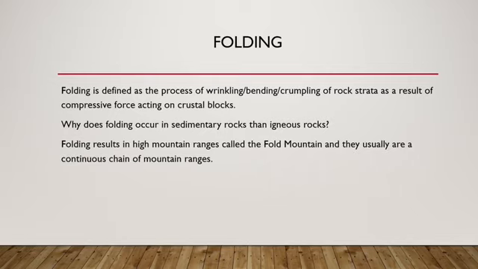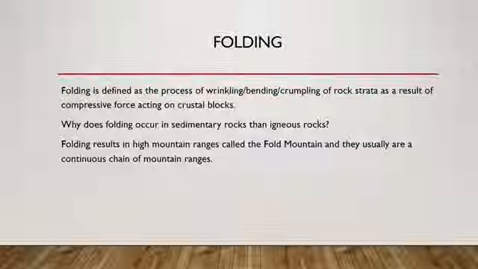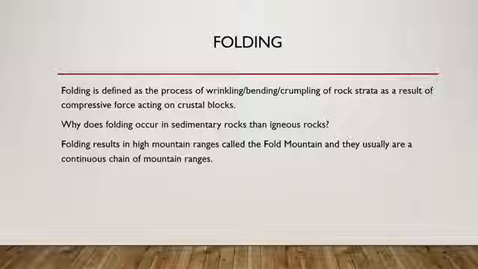And folding results in high mountain ranges that we normally call the fold mountain, and they mostly form a continuous chain. So most highlands that we have here are as a result of what? Folded structures. So when you look at this mountain, Mount Everest, found in the Himalayas, is a typical folded structure, and it's a very long and extensive mountain range. So folded structures are mostly of highlands.